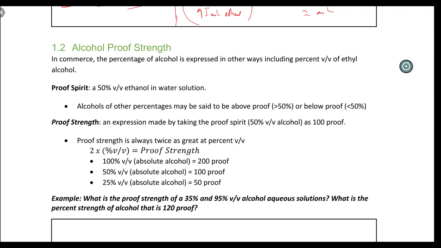If that says it's 100 proof, rather. So if your label says it's 100 proof alcohol, that means 50% of that alcohol is ethanol, and the rest of it is water and an extra. So let's look at examples of what I mean. So the proof strength is always twice as great as the volume in volume.